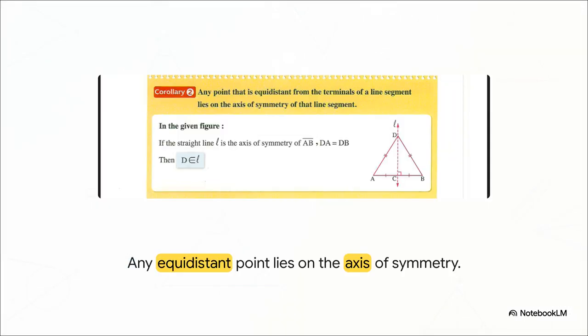And true to form, mathematics gives us another two-way street here. If you have a floating point in space that happens to be perfectly balanced or equidistant between the two ends of a line segment, that point absolutely must sit somewhere on that invisible axis of symmetry. The balance basically guarantees its placement.